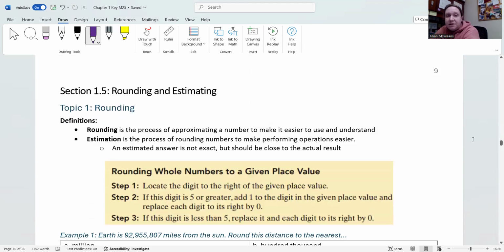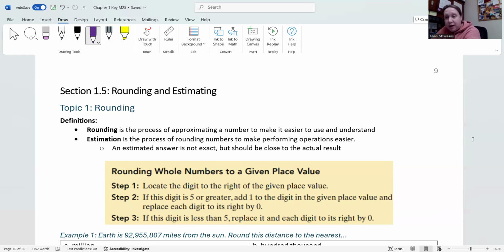First of all, rounding is the process of approximating a number to make it easier to use and understand. This comes up a lot later on. I'm currently making worksheets for pre-calculus, and a lot of my directions say, solve, and then round all answers to the nearest tenth or to two decimal places. Frequently when we do our calculations, we may get a number with 6, 7, 8 decimal places. That's not really easy to understand and use. So we'll round it, maybe to the nearest whole number or to the tenth place. You're only dealing with 1 or 2 decimal places. It just makes it easier to work with. So rounding happens all the time.